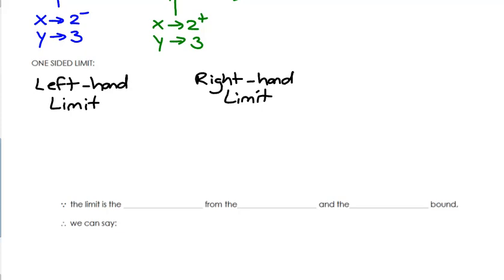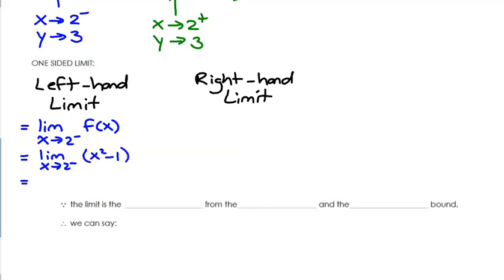Okay, so if I were to write it without the tables, it would look like this. The limit as x approaches 2 from the left for your function, but we actually know what our function is, so we should really write our function. The limit as x approaches 2 from the left of x squared minus 1, that was our function, is going to be 3.